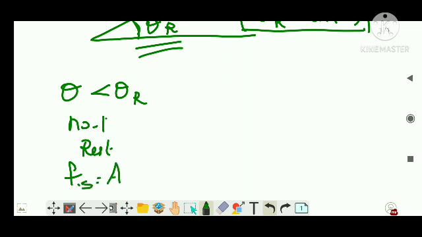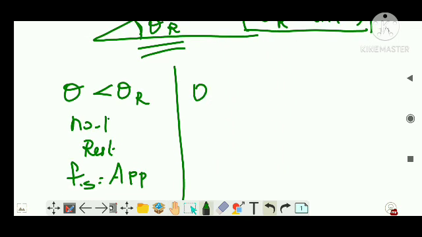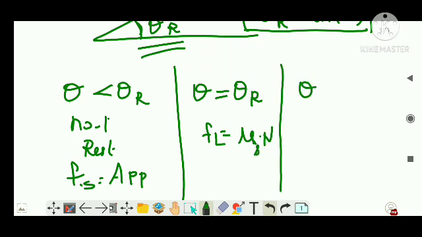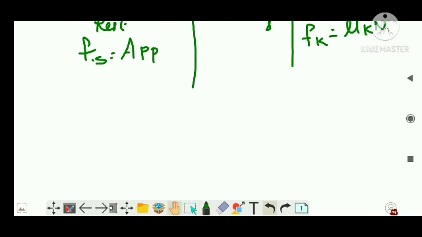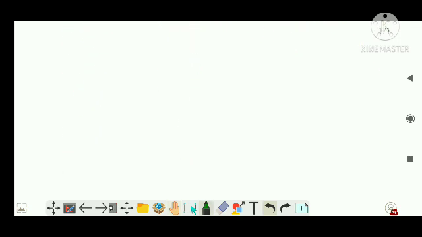Right? That static friction is equal to the applied force, no motion. When the angle is equal to the angle of repose, it is not moving, but it has a tendency to move. That means limiting friction is acting, that is mu s. Obviously it is at rest. Similarly, if the angle is greater than the angle of repose, now sliding is happening. The friction acting is kinetic friction, which is equal to mu k into N. We can make an angle like this. Clear? Now we'll move on to an angle problem.